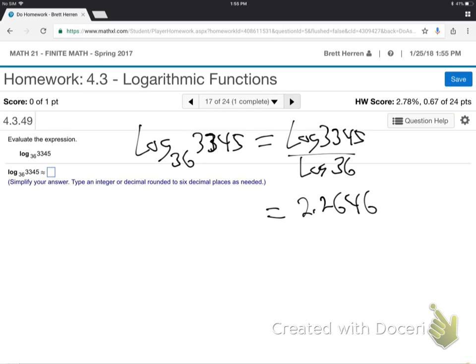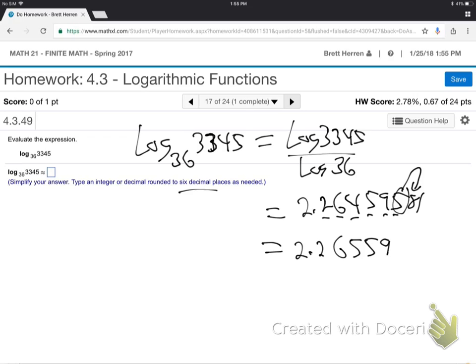I'm getting 2.26459581. They want me to round to 6 decimals. So 1, 2, 3, 4, 5, 6. You circle the place you're supposed to stop at, and you look 1 to the right. If it's 5 or more, you go up. 6, 4, 5, 9, 6. There we go. Good. Just hit the buttons.